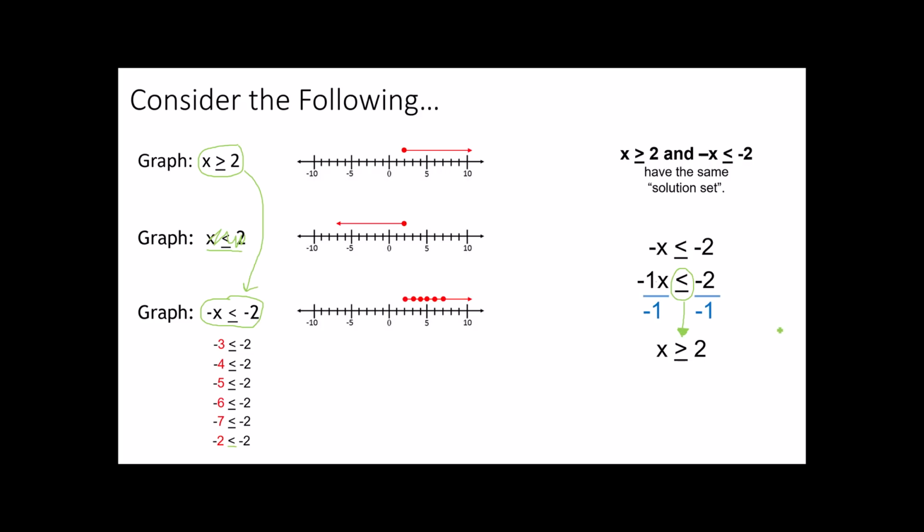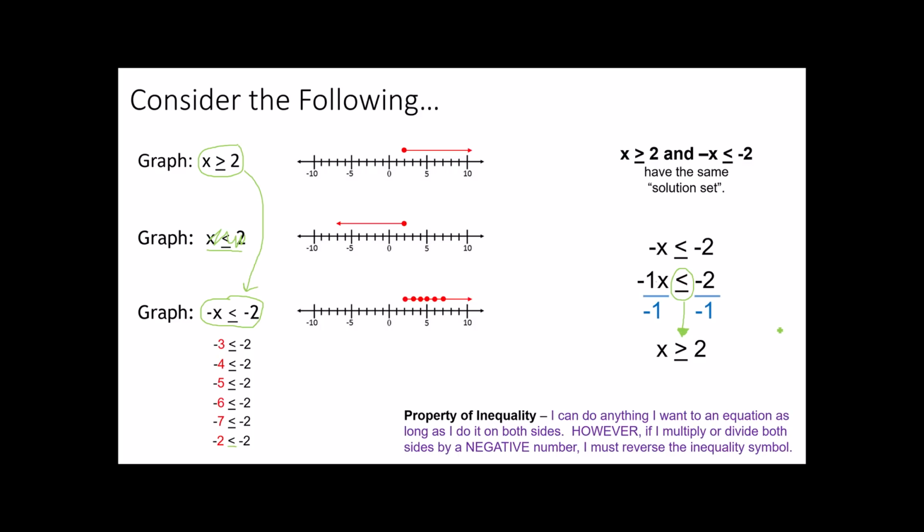Other than that one specific peculiarity of inequalities, these solve exactly the same way that equations solve. In fact, this is how we develop the property of inequality. I can do anything I want to an equation as long as I do it on both sides. That's the property of equality. However, if I multiply or divide both sides by a negative number, I must reverse the inequality symbol.